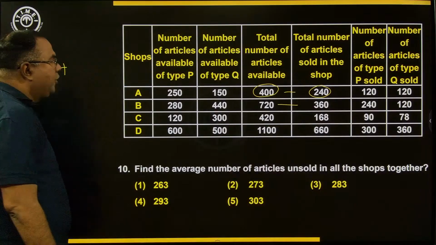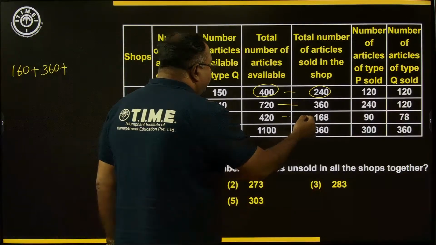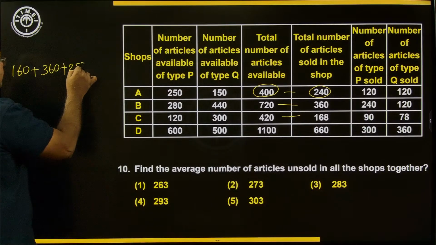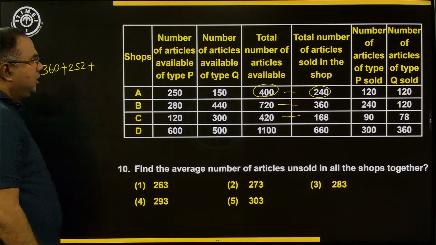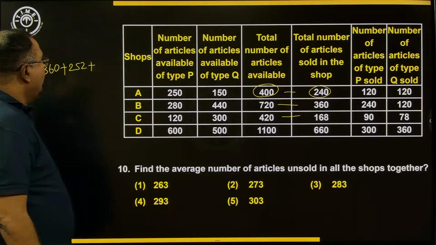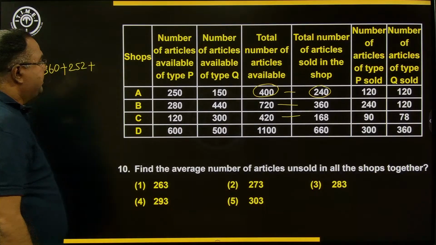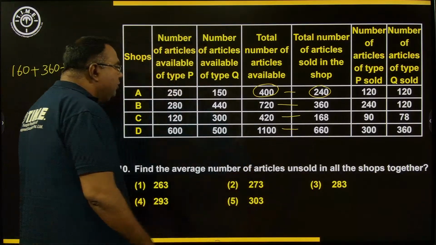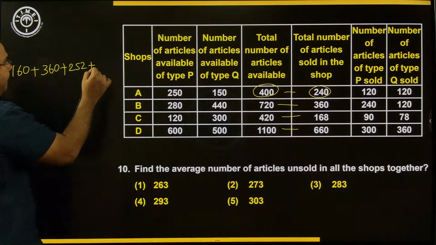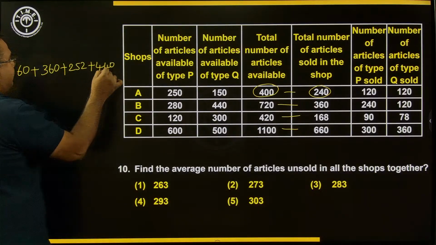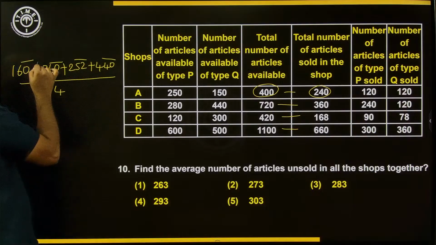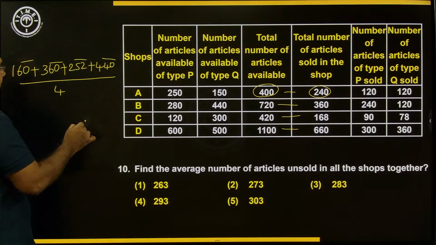Shop C, 420 minus 162, 252 if I subtract, right? So it has to be 252 plus 168, 260, 360, 420, right? 1100 minus 660, 440. Average means by 4. So 40, 92, 152, then 212.